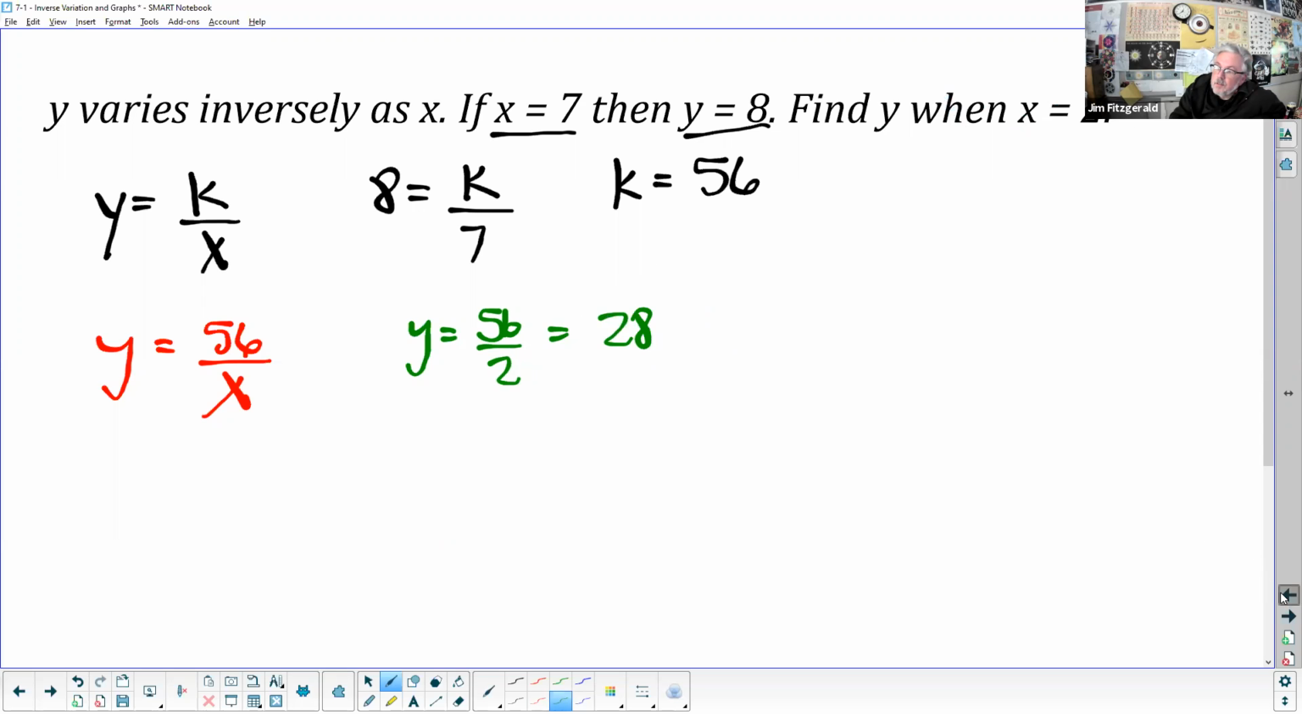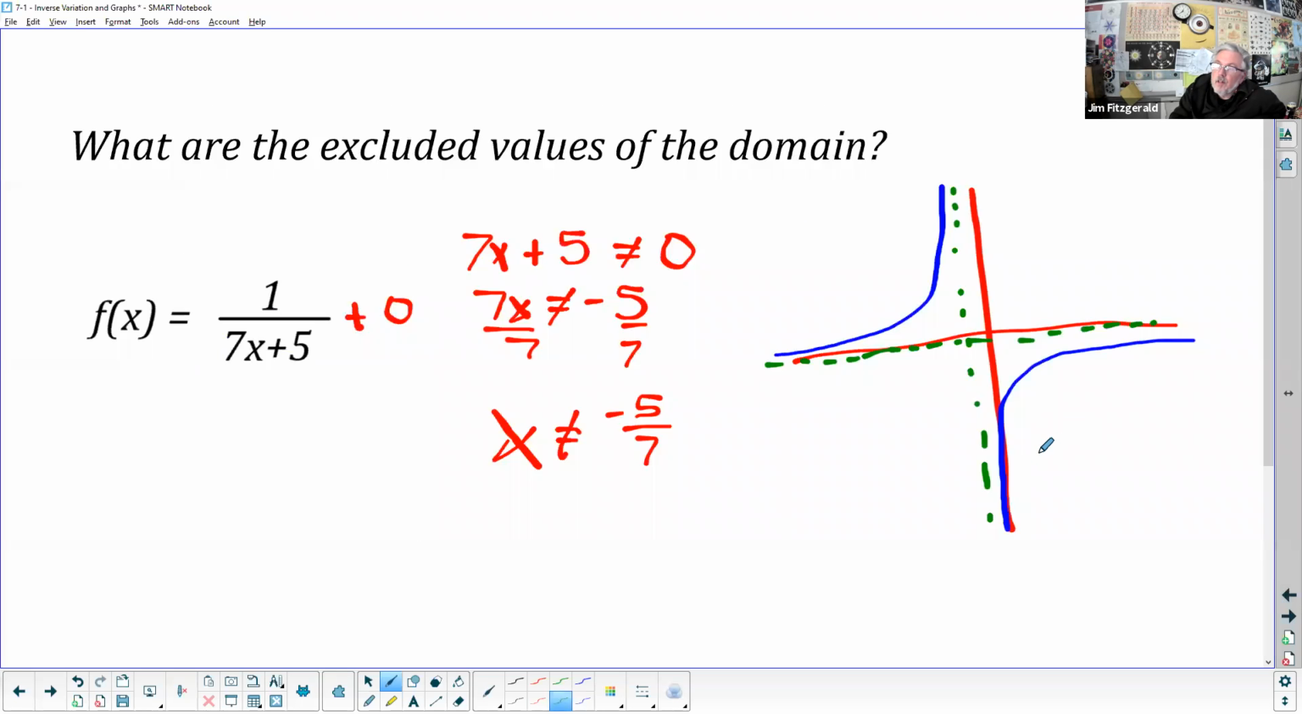I had a question about how do I know it's going to curve like that? So in this example right here, I didn't actually figure out any other points, but I can see those asymptotes. I can see where those asymptotes are. And so I know there's an asymptote at -5/7, and I know there's a horizontal asymptote where y is equal to 0. And I can tell that just by looking at the equation.